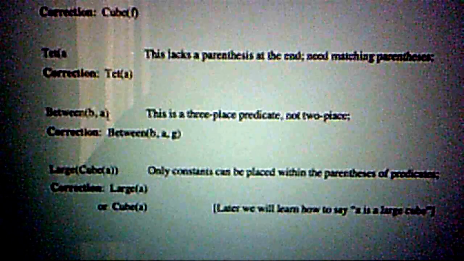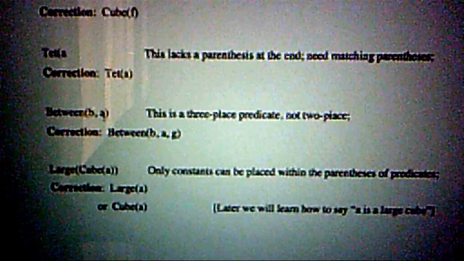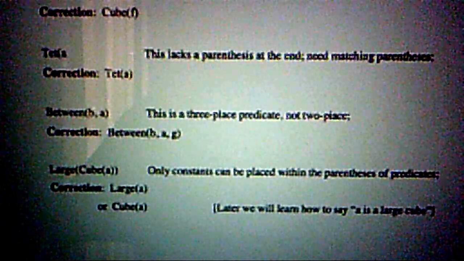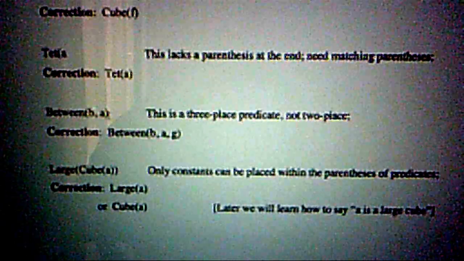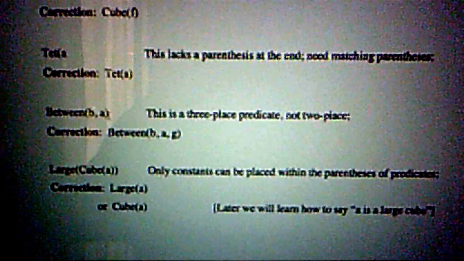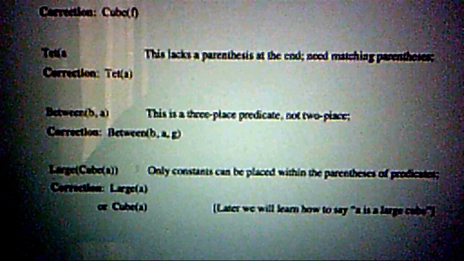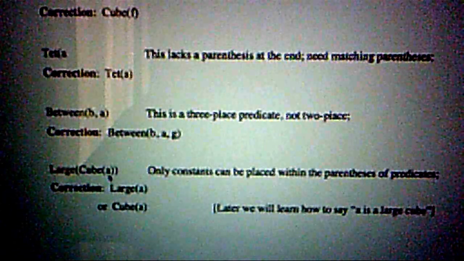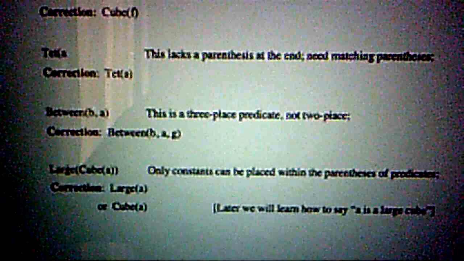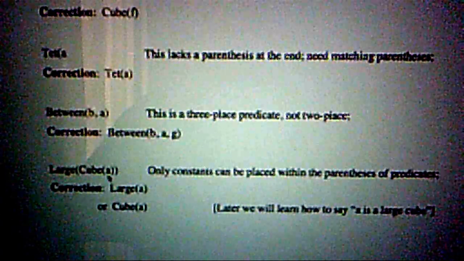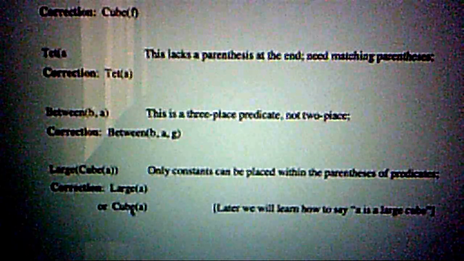Between(B,A), the problem there is that everything is spelled correctly and the parentheses are there, but the logic of this is not correct. If you read this out in English, it says B is between A and what? There's a missing third thing. If you say between, it needs exactly three things, no more than three. This is between that and that, three things. That's its inner logic. Likewise here, suppose you wanted to say A is a large cube. You can't be embedding this in that other thing. So you'd have to separate them out. There is a way to say A is a large cube, but we're going to learn that later. The components of "A is a large cube" are, first off, A is large, and secondly, A is a cube.